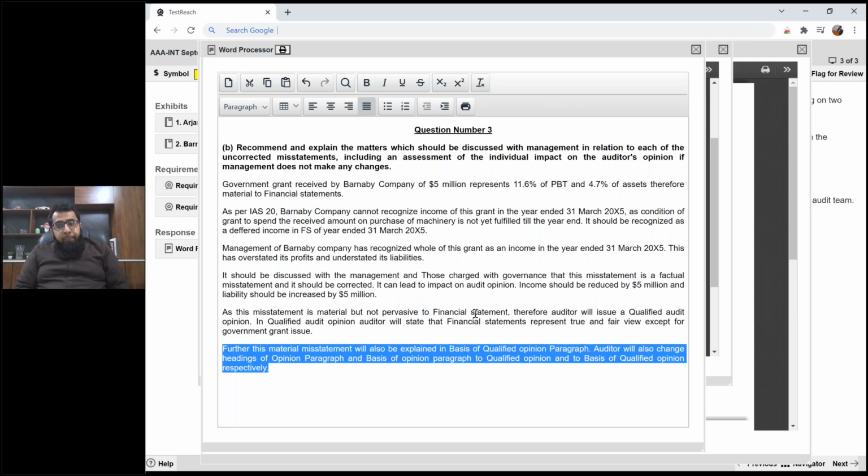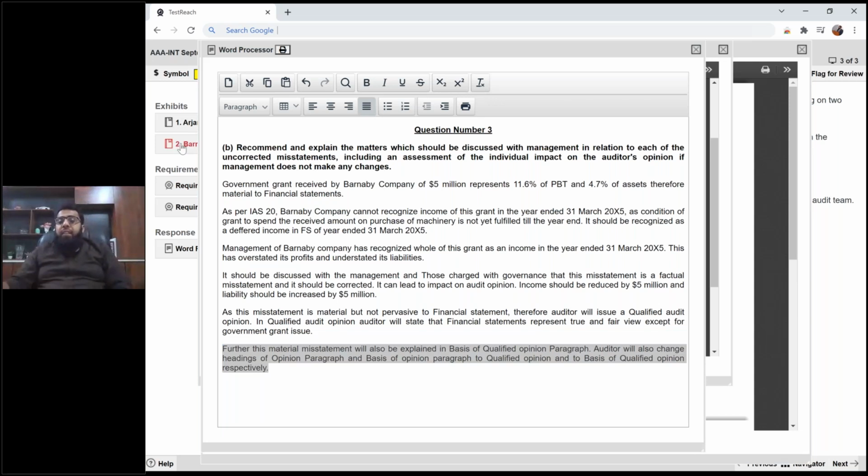It is very important that in every question you start in the right sequence. Pick the easy questions first and do them first. This will boost your confidence. This will give you energy in the exam, that okay, I'm going in the right direction. Okay, let's come back. There is one more adjustment, that is of machinery sale. Let's look at it.